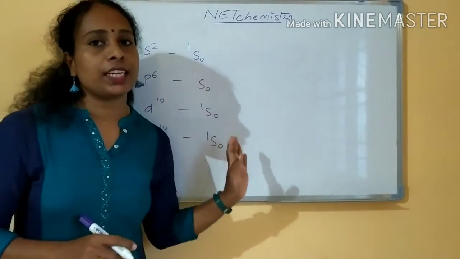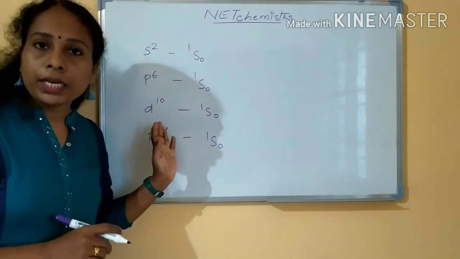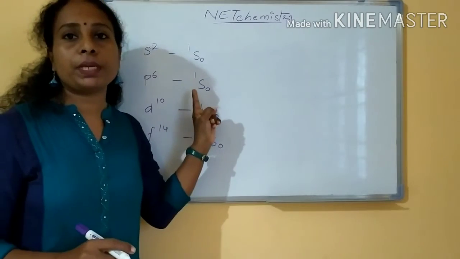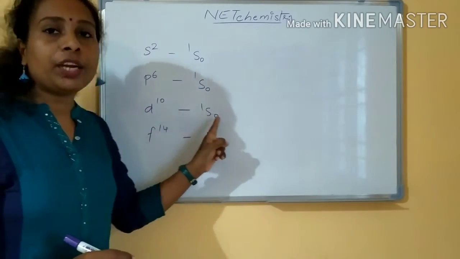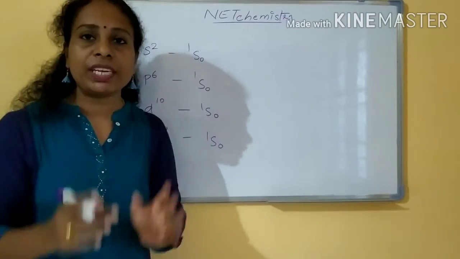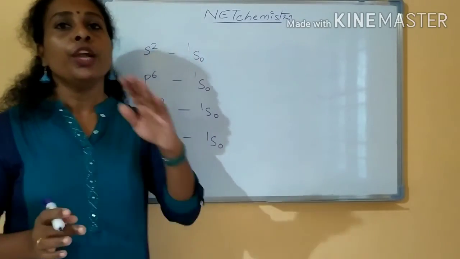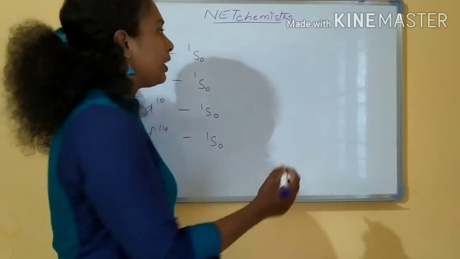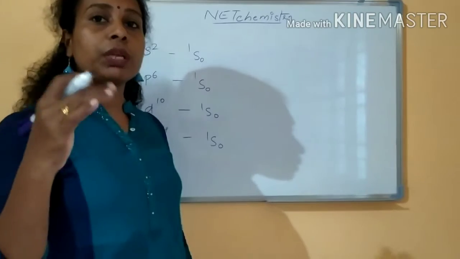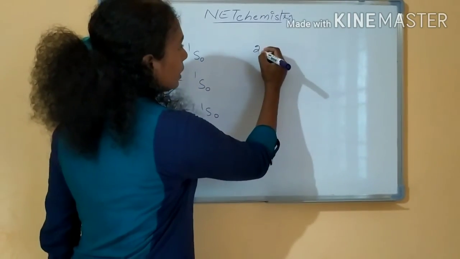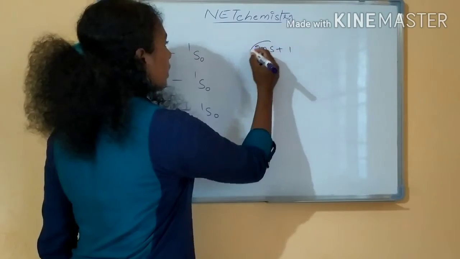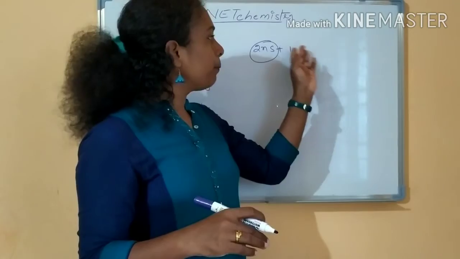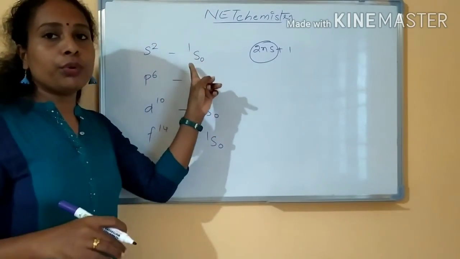See here, this is the ground state term symbol for completely filled electronic configuration. If it is s2, 1S0, as we have seen in the case of p6, 1S0, and d10 1S0, f14 1S0. Whatever completely filled configuration you get, the ground state term symbol is 1S0. That needs no explanation, right? Completely filled means spin will be 0, so 2S plus 1 becomes 1.